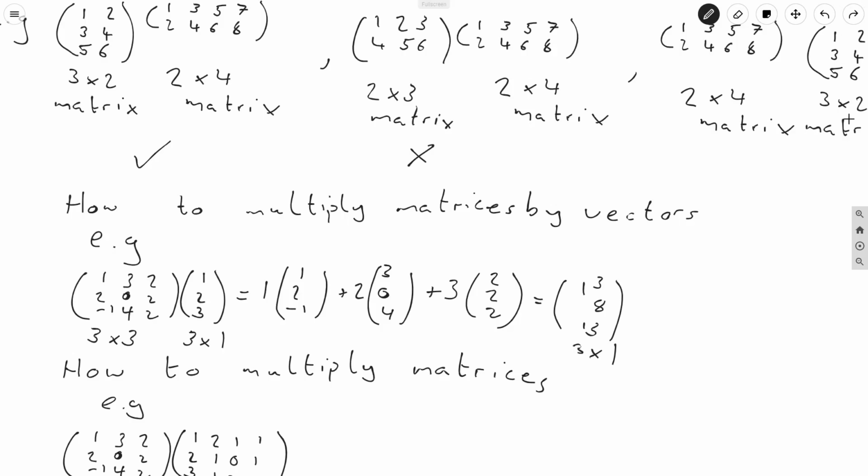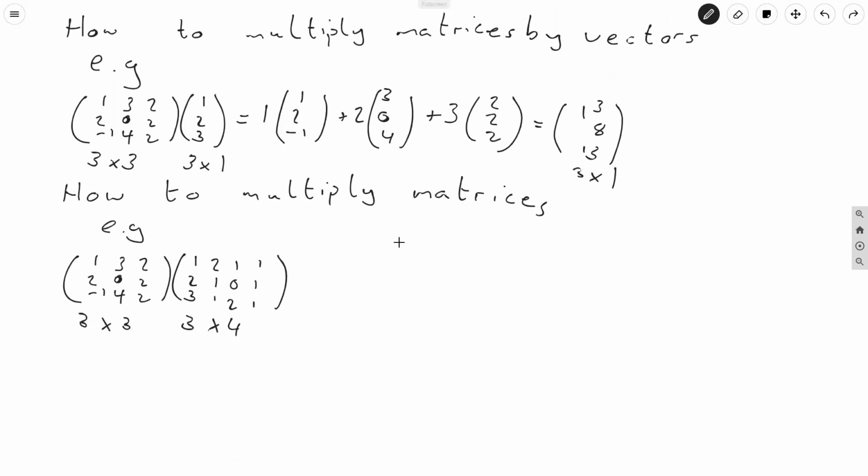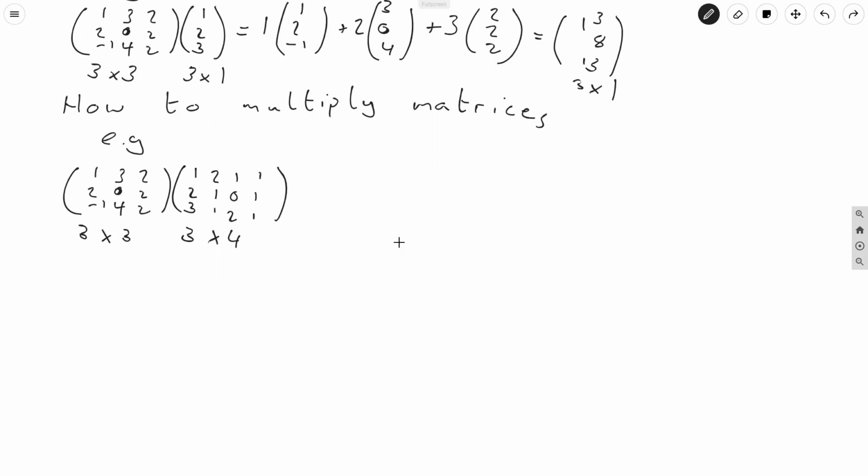To talk about the next section, we're going to need to talk about how to multiply matrices. Again, we have to check and make sure our matrix multiplication makes sense. So we've got a 3 by 3 matrix here and a 3 by 4 matrix here. Once we do this multiplication, we'll get a 3 by 4 matrix, because you cancel the 3's in the middle and you're left with 3 by 4.